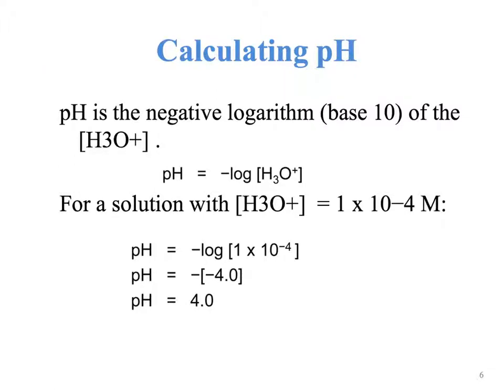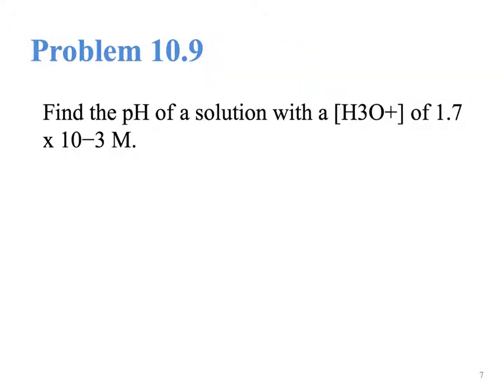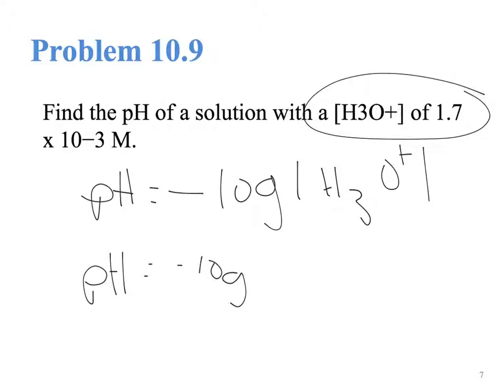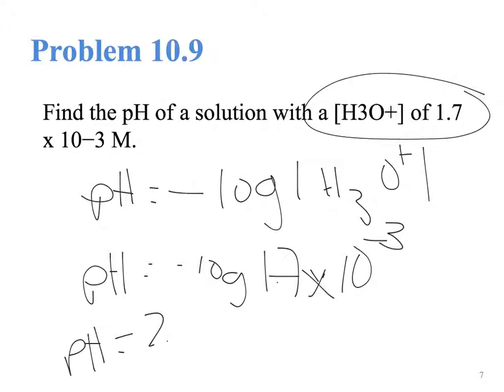So let's learn how to calculate the pH. The pH is going to be calculated using this formula: pH equals the negative log of the concentration of H3O plus. So let's do this problem. The concentration of H3O plus is given, so we say pH equals negative log of the concentration of H3O plus. So pH equals the negative log of this value, and the pH is 2.77.